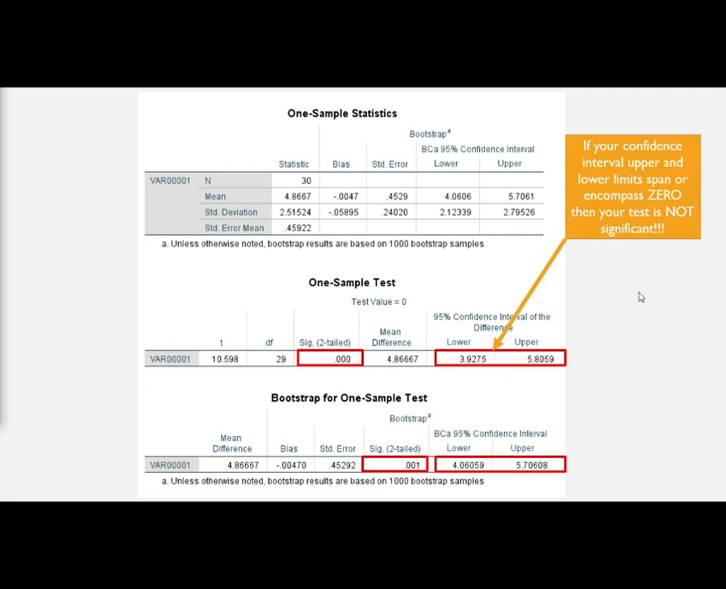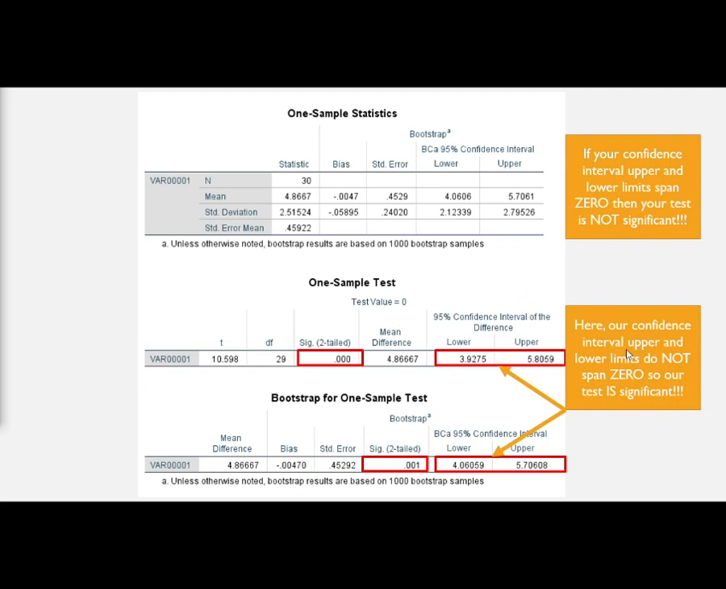Another thing to note: if your confidence interval upper and lower limits span or encompass 0, then your test is not significant. This is another way to use the confidence interval to determine whether or not you have a significant test. If this was a negative number and this was a positive number, then 0 is in here, and it would be not significant. But because it's significant, both of these are on the positive side, or they could have both been on the negative side. Here, our confidence interval upper and lower limits do not span 0, so our test is significant.